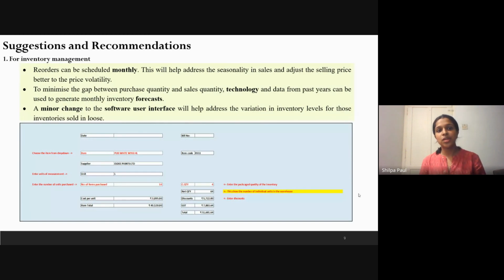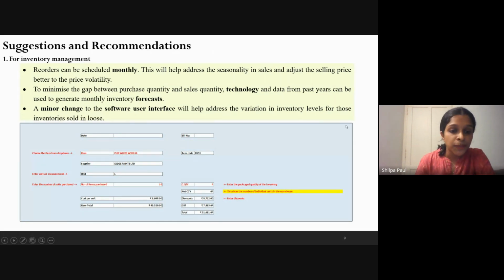The inventory management, that problem of bulk ordering, can possibly be sorted out only with a forecasting technique, because also in Kerala the seasonality of the monsoons needs to be factored in. It's very important. So a time series forecast with these factors can help in giving a better purchase quantity. And regarding the sales quantity being higher than the purchase one, this is a snapshot of the possible user interface that can be developed.